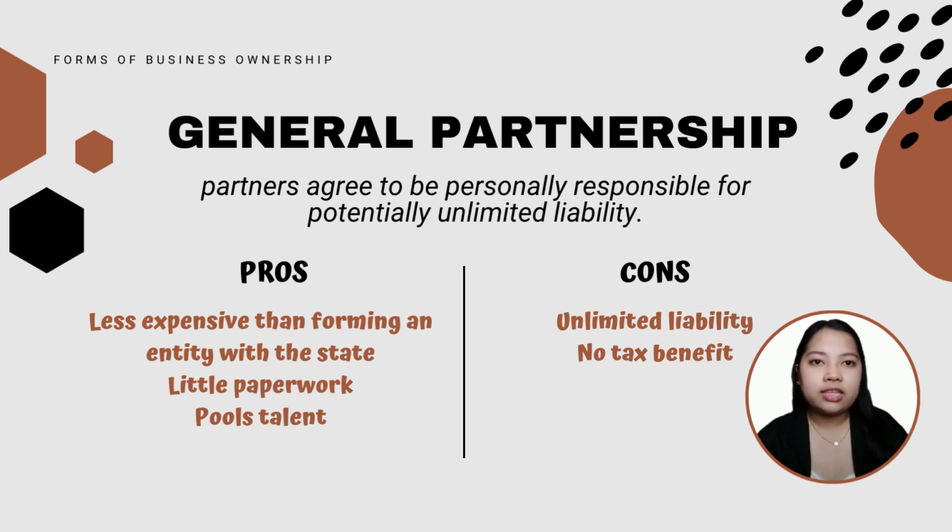First is that it is less expensive than forming an entity with the state. This is easier to organize since it can be formed by the mere agreement of the partners and does not entail a high cost of permission. Second is that it requires little paperwork. General partnerships are usually less expensive to form and require less paperwork and formalities than corporations, limited partnerships, or limited liability partnerships. Additionally, there is a pass-through tax treatment.